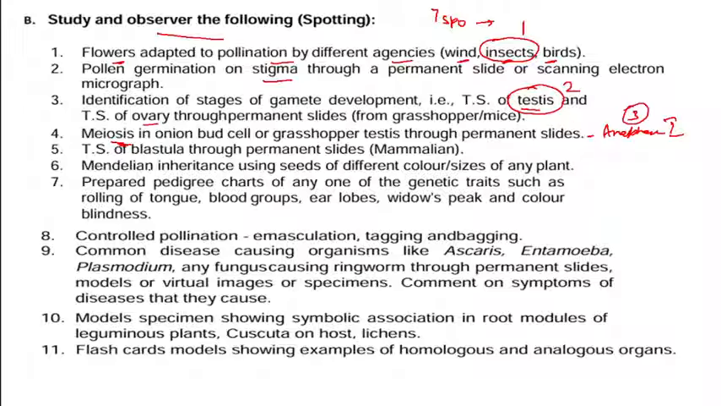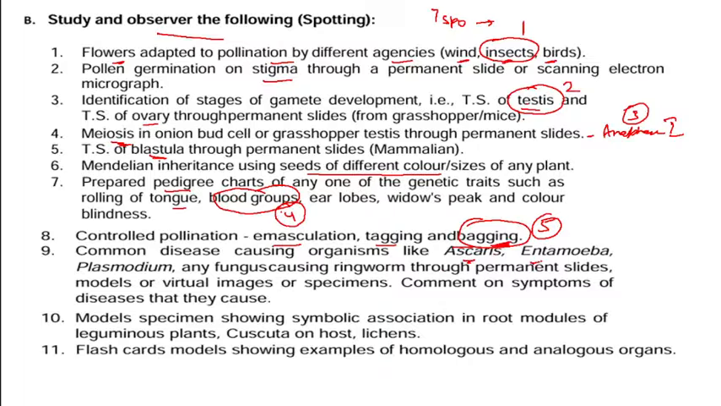So let's say this is your third spot. Then blastula, Mendelian inheritance using seeds of different colors or sizes, pedigree analysis. Let's say from here your teacher gives you this particular pedigree chart of blood groups. Let's say this is the fourth spot. Emasculation, tagging, bagging. You will not get all three of them, but only one of them. Let's say your teacher gives you the image of a flower which is bagged. So you have to identify that bagging has been shown here.